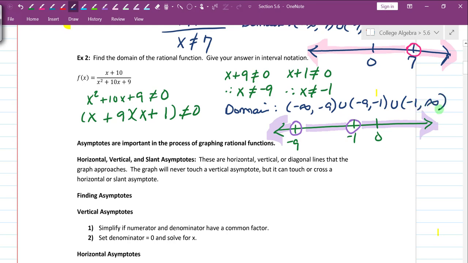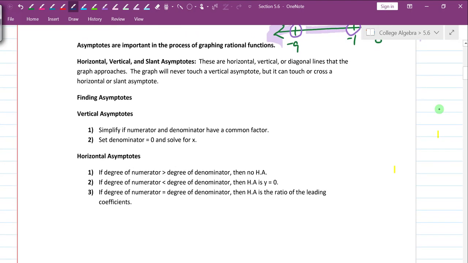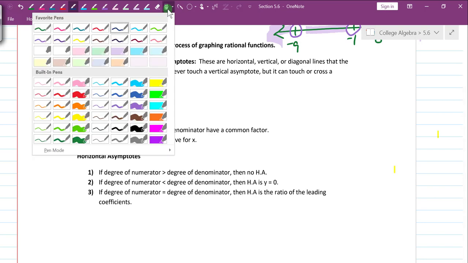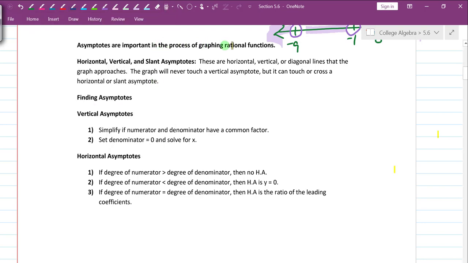Now we're going to talk about asymptotes. Asymptotes are very important in the process of graphing any rational function. We have horizontal, vertical, and slant asymptotes. Another name for slant asymptotes is oblique.